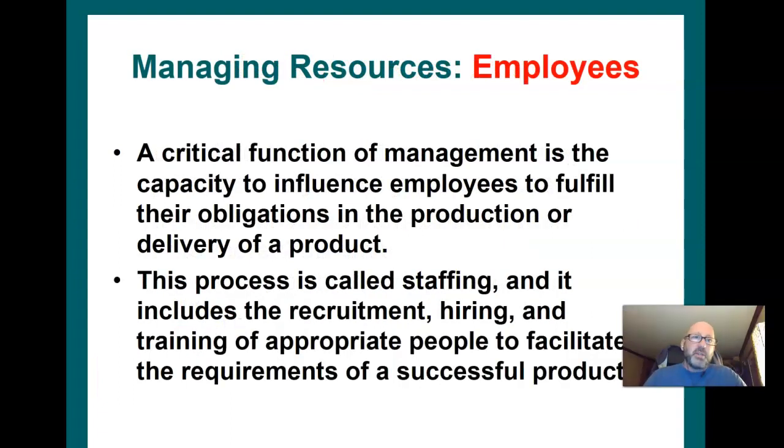Employees. So managing employees. A critical function of management is the capacity to influence employees to fulfill their obligations in the production and delivery of a product. This process is called staffing. It includes the recruitment, hiring, and training of appropriate people to facilitate the requirements of a successful product. So it's important to place the right people in the right job. Recruiting is a big thing. You want people to be qualified, and it's important to find the right person to fill the position.